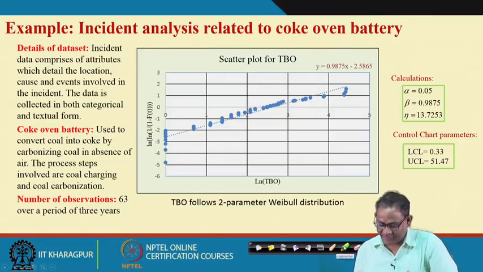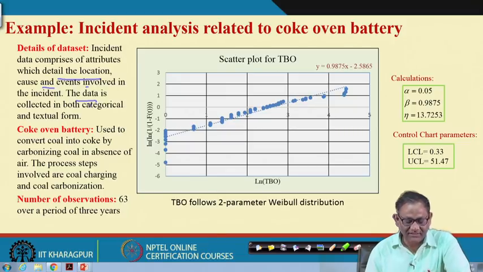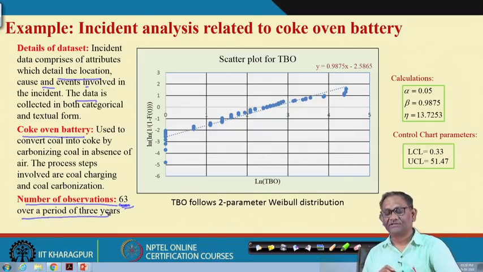The incident data comprises attributes with details of location, cause, effects, etc. It is basically a study in the coke oven battery, used to convert coal into coke by carbonizing coal in the absence of air. The process steps involved are coal preparation and coal charging. We got 63 observations over a period of 3 years.